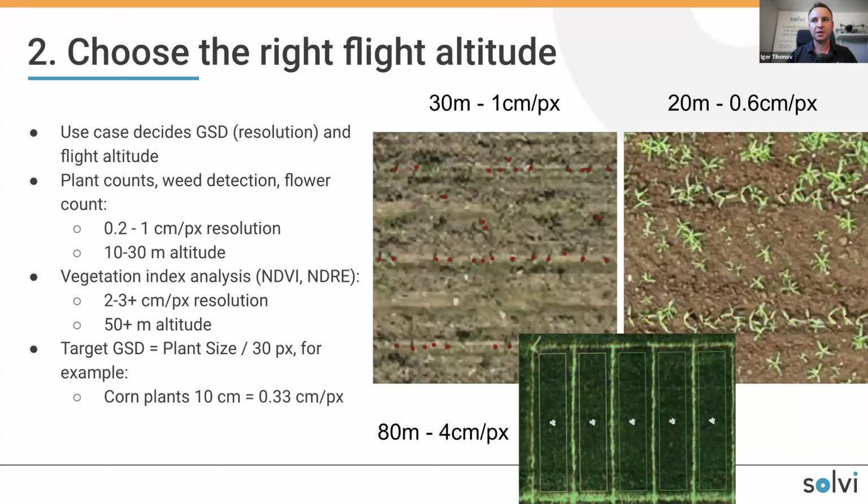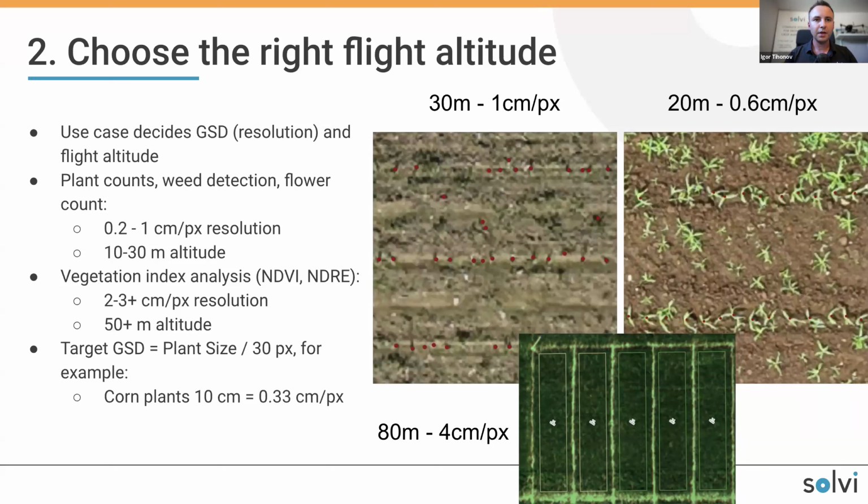So for example, if the plants are roughly 10 centimeters in size, you would be looking at the resolution of 0.33 centimeters per pixel. And in the flight planning app, you will usually see which GSD you get when you adjust the altitude. And I think even with Mavic 3M, you can input the desired resolution and it will set your altitude accordingly.